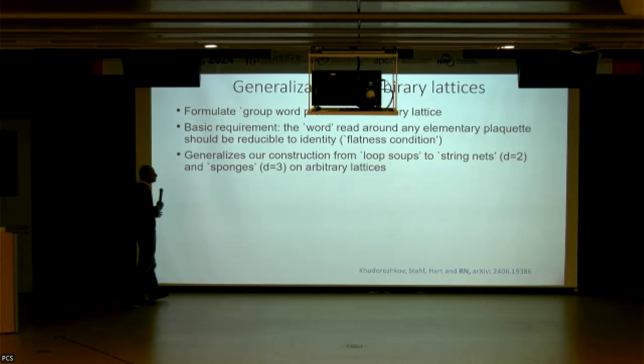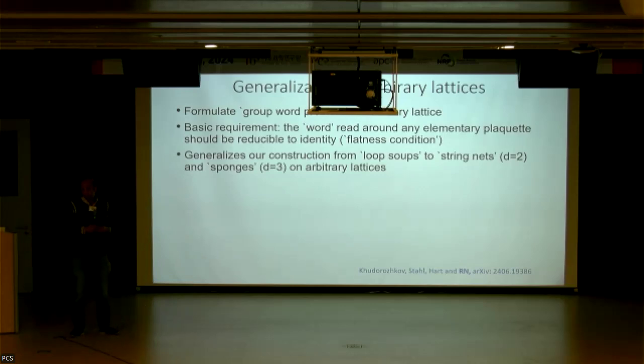Now, you don't really have to work with loop soups anymore. In 2D, there's a much broader family of models which look like string nets, with the loop soups I was talking about before as a special case. In 3D, you get models which look more like sponges, where you have different membranes which can merge or demerge.